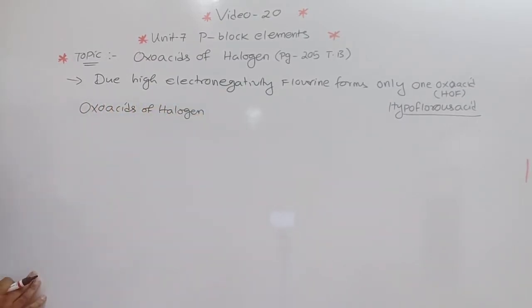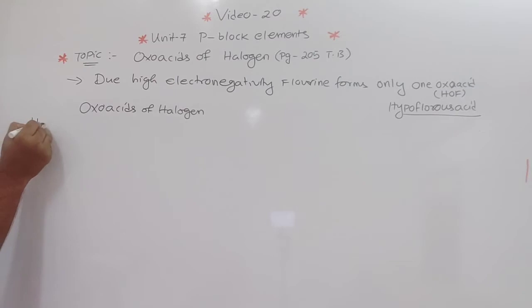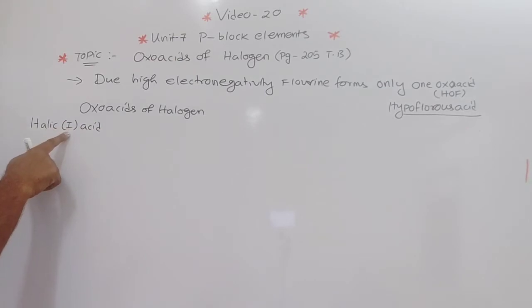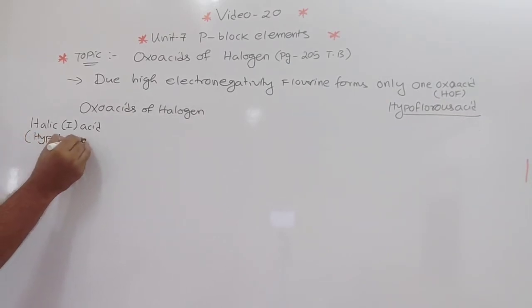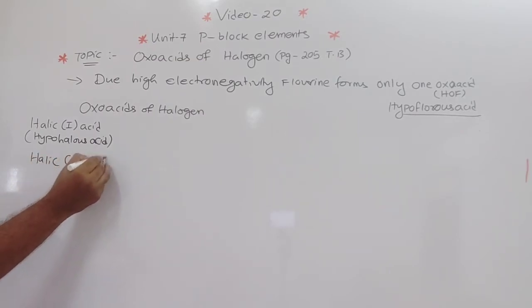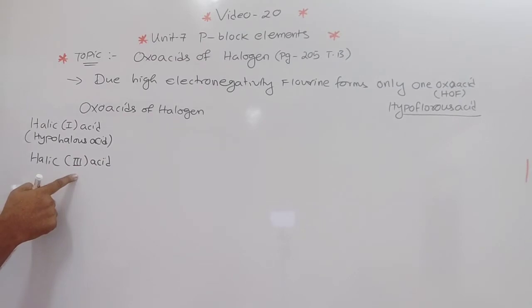Clear? Now, in these oxoacids of halogen, the first one I am going to write is halic acid, in which the Roman numeral shows the oxidation number. This is called hypohalous acid. Clear? Then comes another one, halic acid only, but with 3. Now 3 is the oxidation state I am talking about. This Roman numeral 3 is the oxidation state. Now in that it is written as halous acid. Which acid? Halous acid. Right?